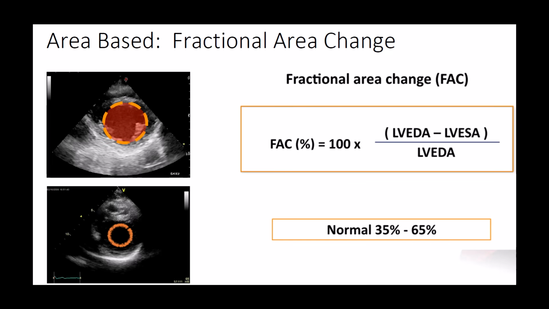And then you use the equation of the fractional area change, which is the left ventricular end diastolic area minus left ventricular end systolic area divided by left ventricular end diastolic area, and all of that is multiplied by 100. And the normal fractional area change is between 35 and 65%. So anything less than 35 is considered abnormal. And it's important to exclude papillary muscles from the tracings when you measure.